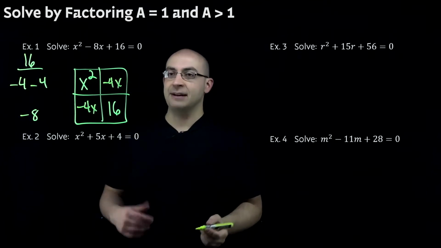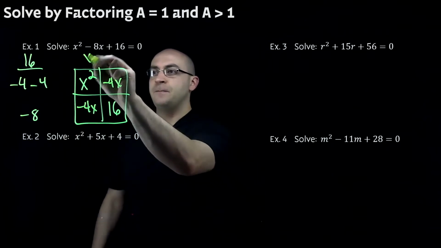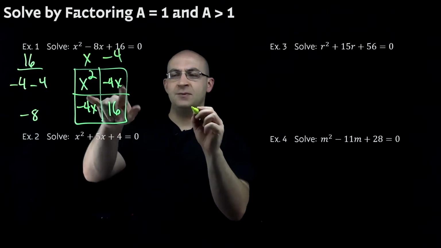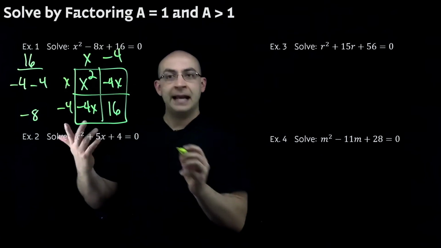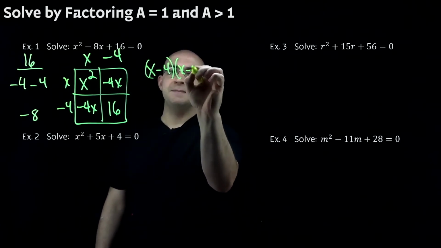Now, take the greatest common factor out, like normal. Both here and here, I've got an x. This is going to be a negative 4. And then because we have the same exact factors, it's actually going to be the same thing, negative 4 and x. And we've got our factors, x minus 4 and x minus 4.